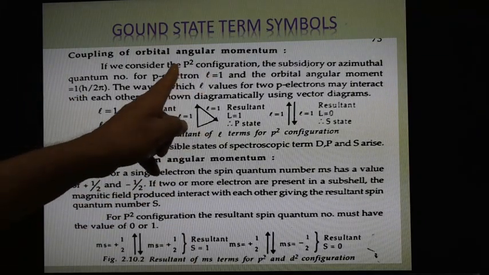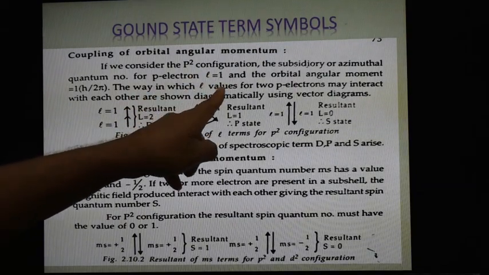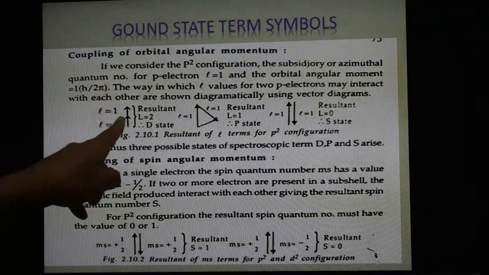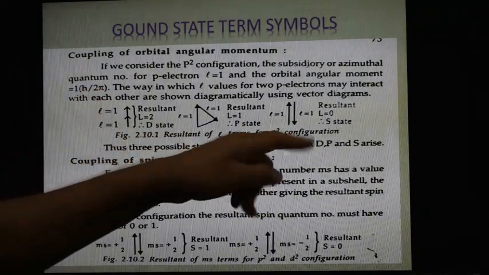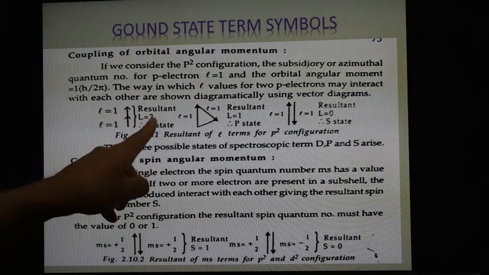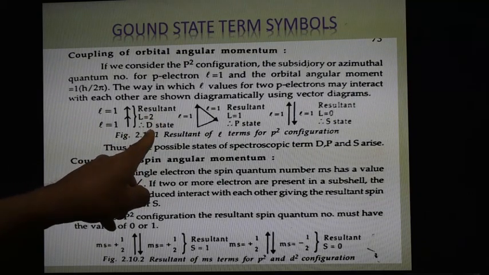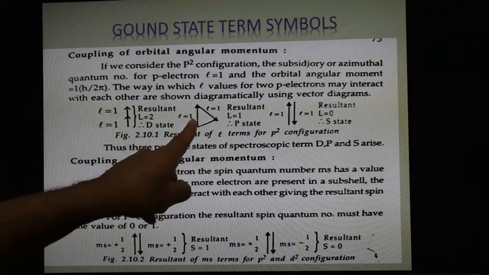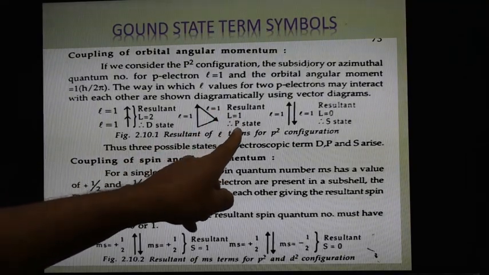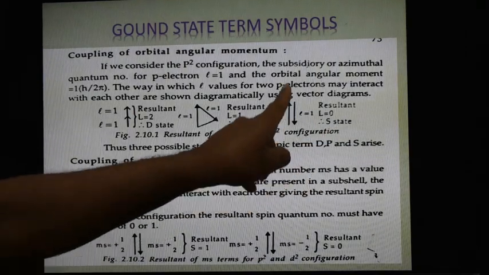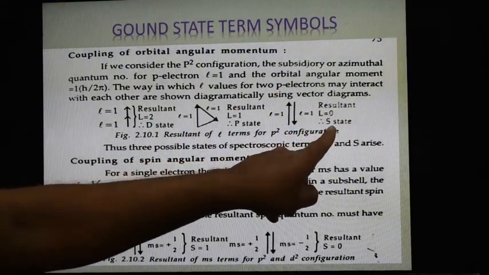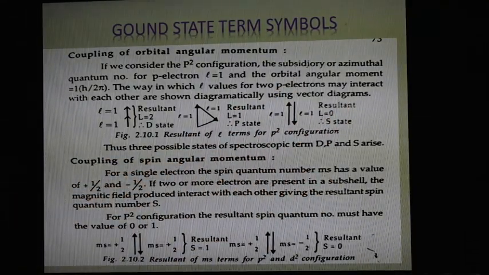Now for p, the l value is 1, the azimuthal quantum number is 1, and the orbital angular momentum is root 1 into 1 times h upon 2 pi. Now by vector addition, these are the vector addition diagrams. For p, l equals 1 and l equals 1. For vector addition, the value of L is 2, and L equal to 2 means the D state. Here two additions are l equals 1 and l equals 1, but the resultant of vector addition is L equals 1, so the P state. Here again l equals 1 and l equals 1, but opposite, so L is 0, and L equal to 0 means the S state.